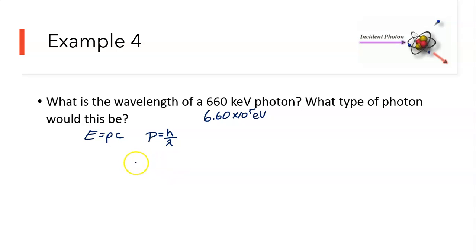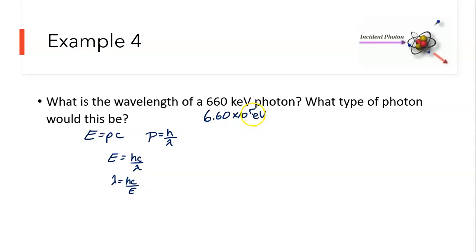Now we could do this in two spots, but I'm going to actually just substitute this in and make one equation using hc over wavelength. Again, you could solve for the momentum and then plug it in here, but this seems like a little bit less convoluted way of going through it.